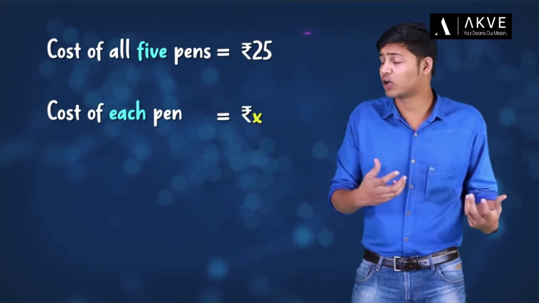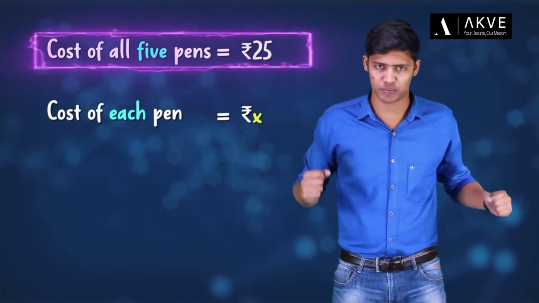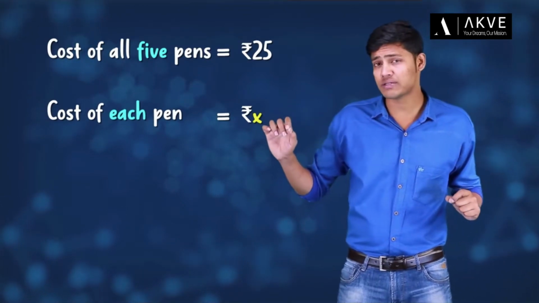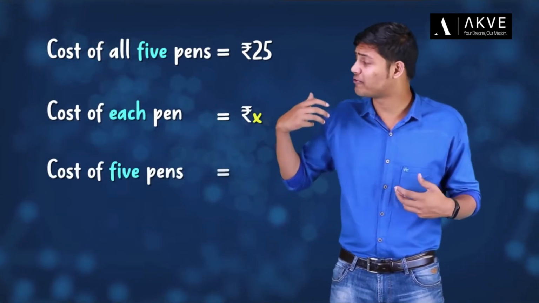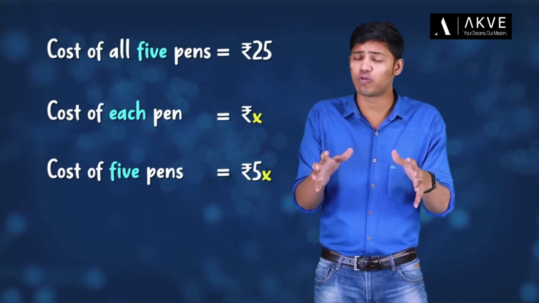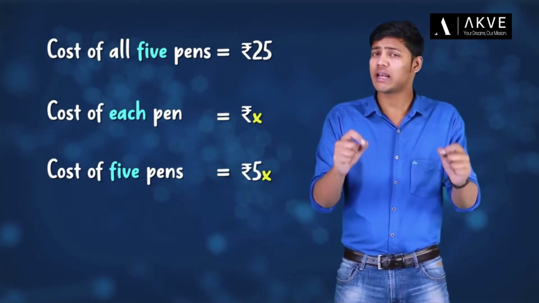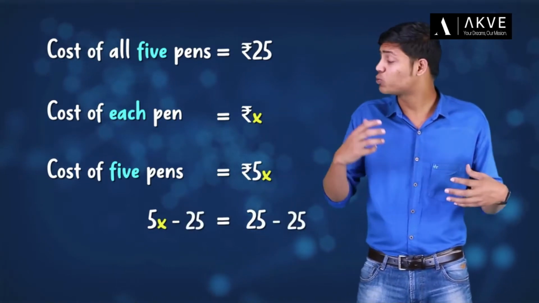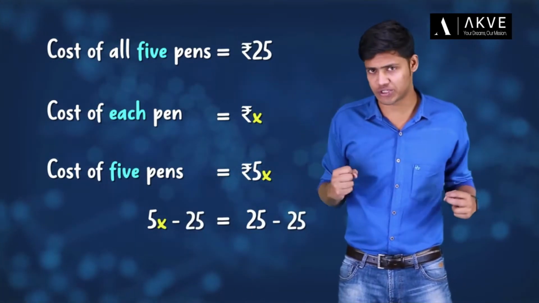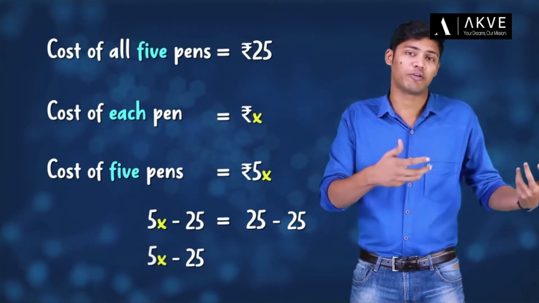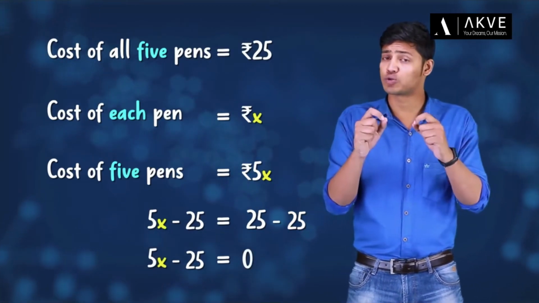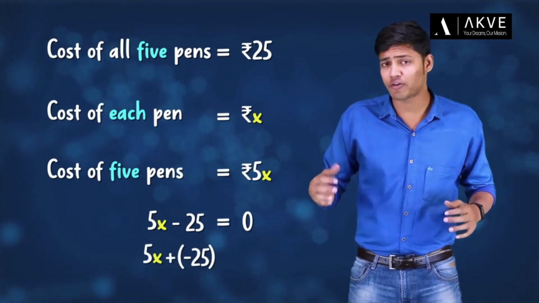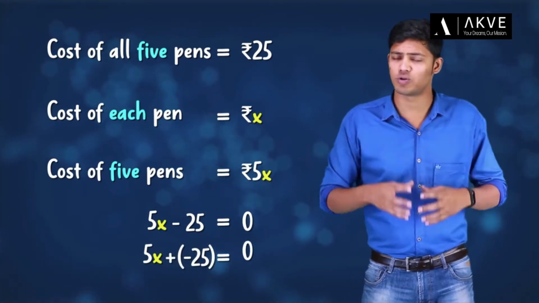It is given that the cost of 5 pens is 25 rupees. Since the cost of one pen is x rupees, the cost of 5 pens will be 5x rupees and it is equal to 25. So we can equate 5x and 25. Now subtracting 25 from both the sides of this equation, we will get 5x minus 25 equals to 0, which can be rewritten as 5x plus of minus 25 equal to 0.